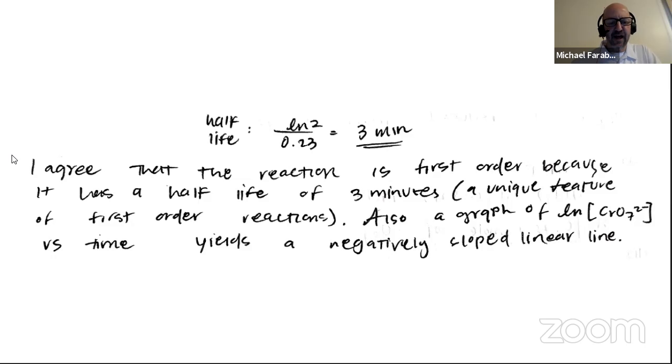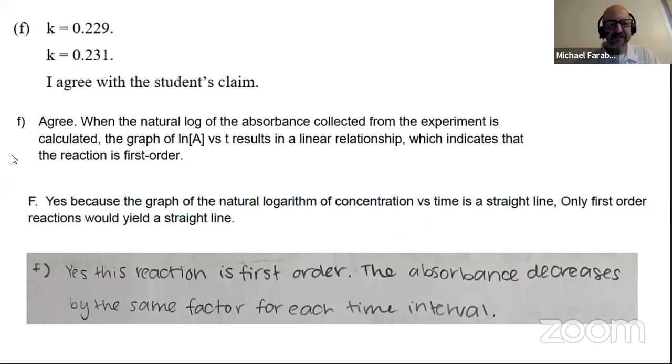tentative, in my opinion. The person says, I agree that the reaction is first order because it has a half-life of 3 minutes. I don't know if they've established that the half-life is remaining constant over time. It just says it has a half-life of 3 minutes. It also says a graph of natural log gives a negatively sloped linear line, but they didn't show their work. Okay, so be careful on this.